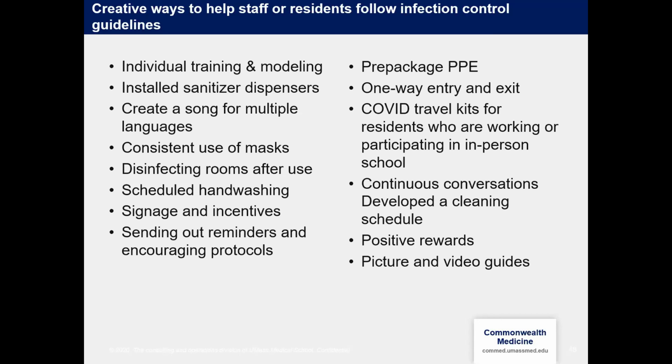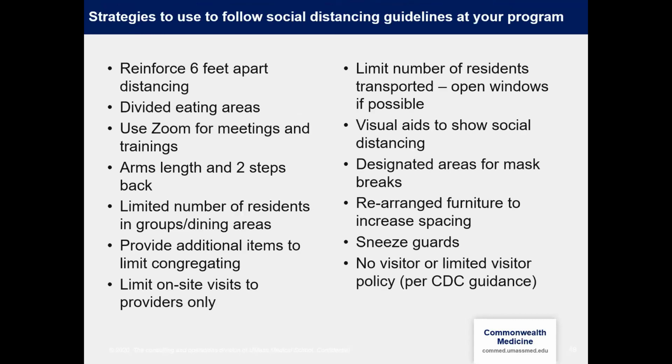Everybody has to pitch in. And then some have positive rewards that have been done, pictures and video guides reinforcing the 6 feet apart. They divided their eating areas, and held Zoom meetings for trainings. Arm's length and 2 steps back was how residents figured out the social distancing.